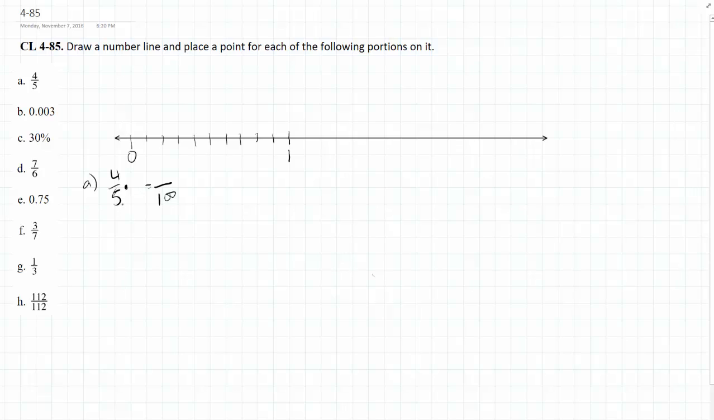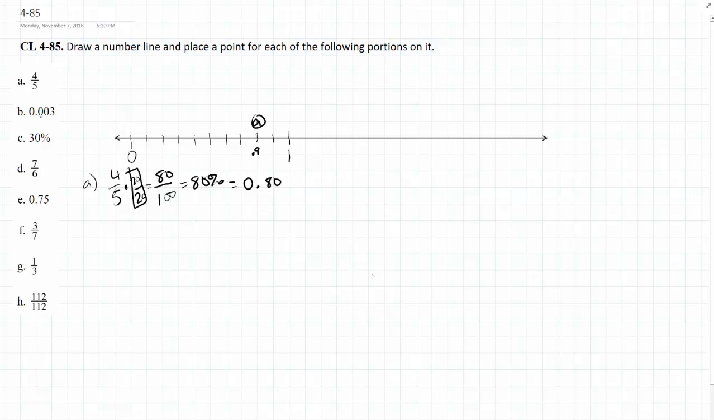So we think, 5 times what equals 100? 5 times 20 equals 100. So we multiply the top by 20. 4 times 20 is 80. So we know this is 80%, or 0 and 80 hundredths. If each of these is 1/10, or 10 hundredths, we know that right here is going to be 8/10. So this is where A lies, right here.